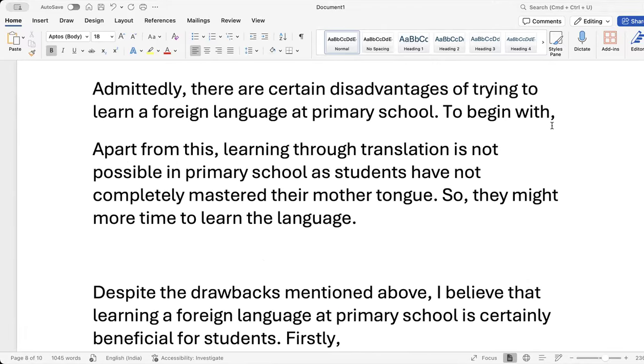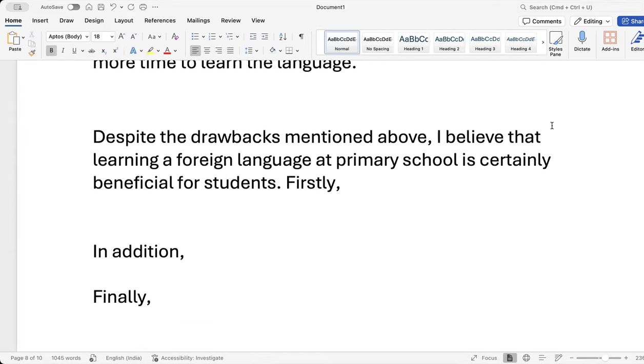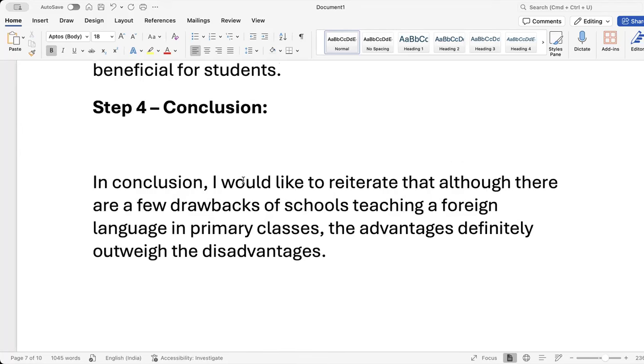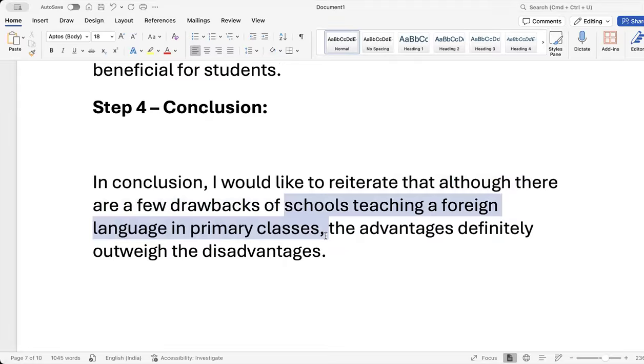Can you repeat from the first step to the conclusion because I joined late? Conclusion is just the repetition of your opinion using the while statement, or although. I would like to read that although there are a few drawbacks or disadvantages of the topic, you write the topic here, and then you repeat that the advantages definitely outweigh the disadvantages, or the advantages certainly have an edge over the disadvantages, like that. So it's the repetition of the thing that you wrote in the introduction. You're not writing any new concept here.